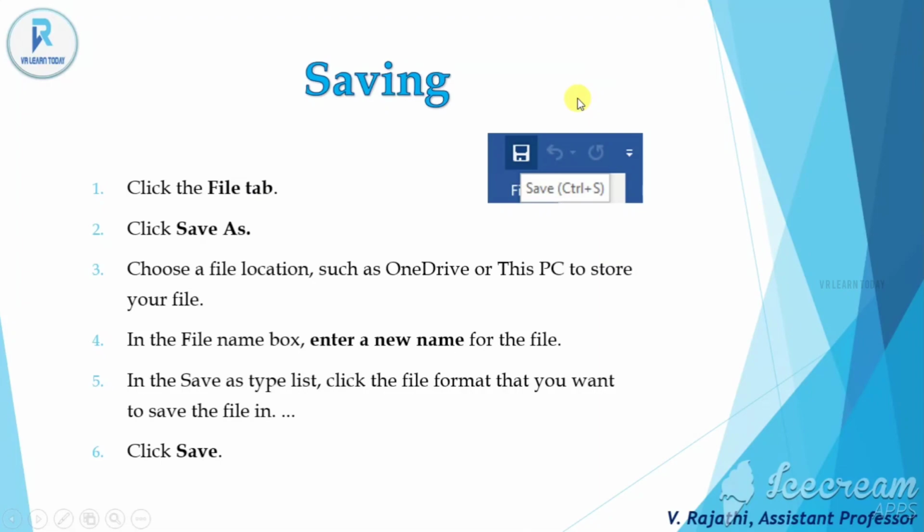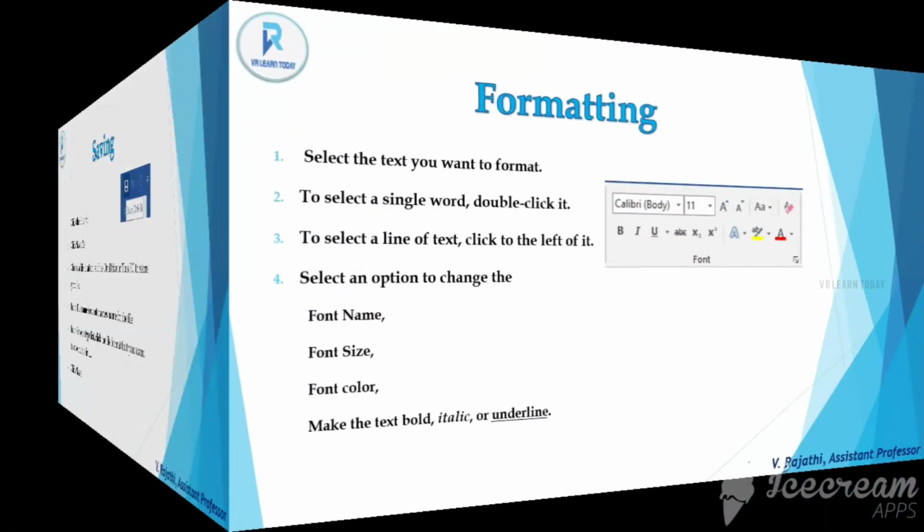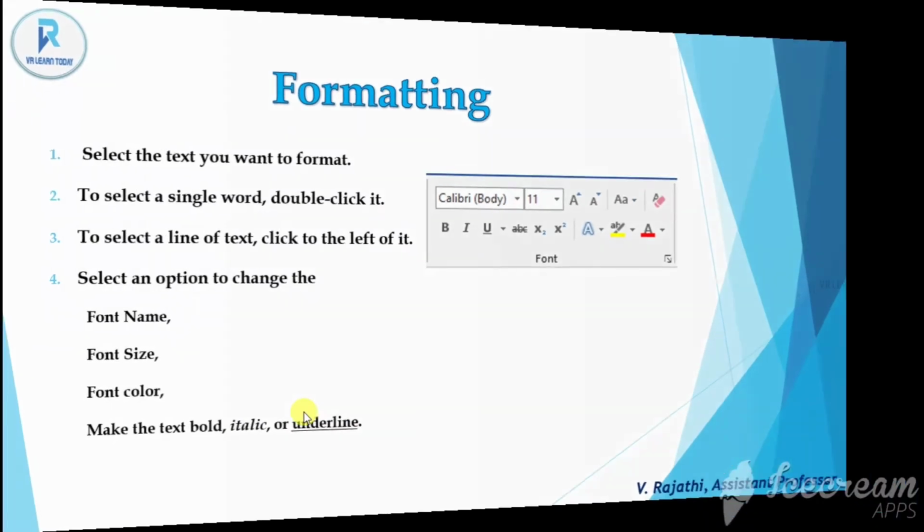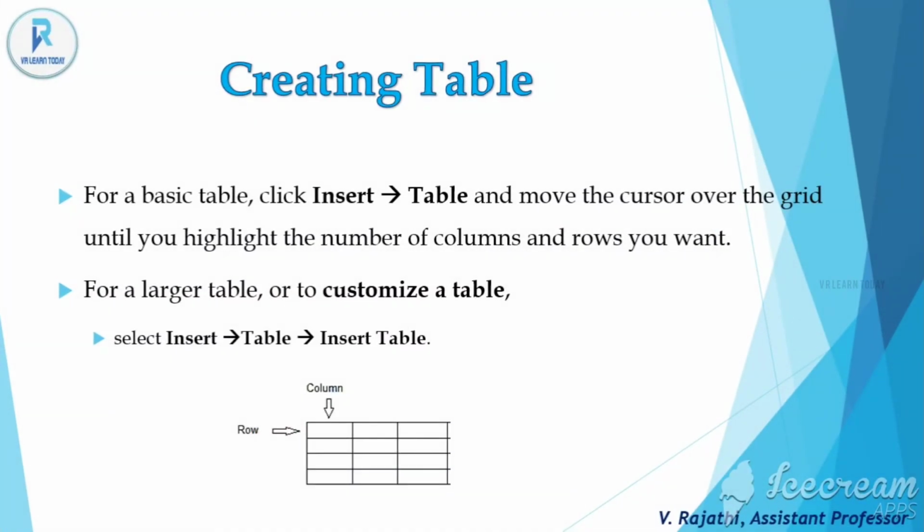So this is the saving procedure, and then formatting. We have already seen this, right? How to select: first of all you have to select the text. Whatever you are going to do, first you have to select. We already know this method. Then we can change the font name, font size, color, and make the text bold, italic, and underline. This is the formatting.